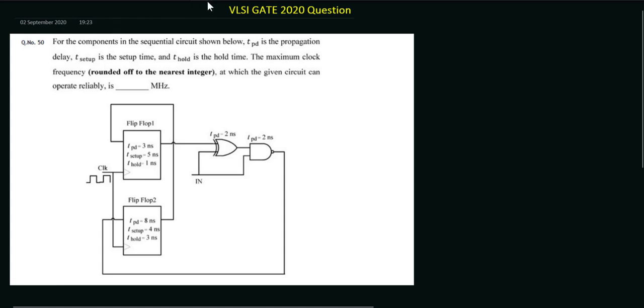The question says that you are given some circuit, and you are also given the propagation delay, setup time and the hold time for the flip-flop. Now they are asking what is the maximum clock frequency at which the given circuit can operate reliably. So we need to find the maximum frequency at which you can run this circuit.